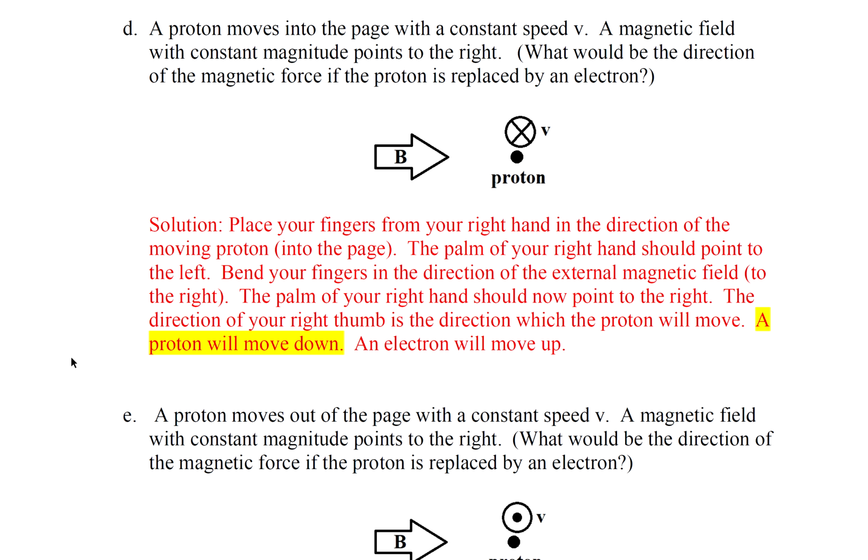Part D, a proton moves into the page with a constant speed v. Now point the fingers of your right hand into the page and bend your fingers to the right, because the external magnetic field is to the right, and your thumb points down. So the direction of the magnetic force on the proton is going to be down.